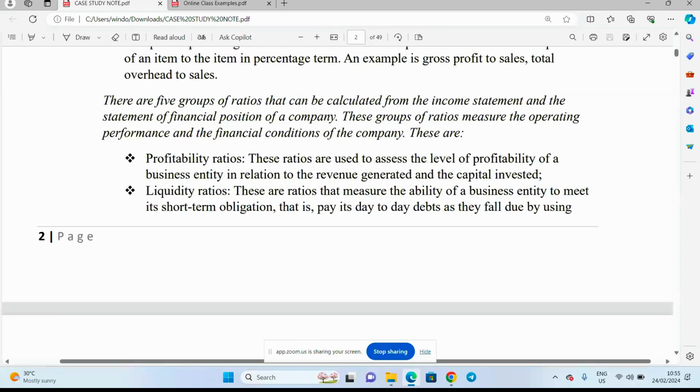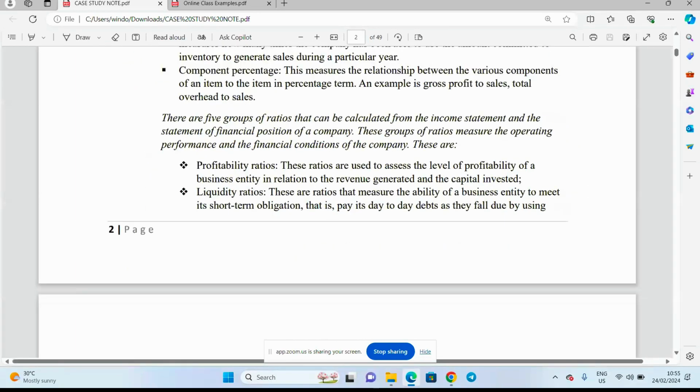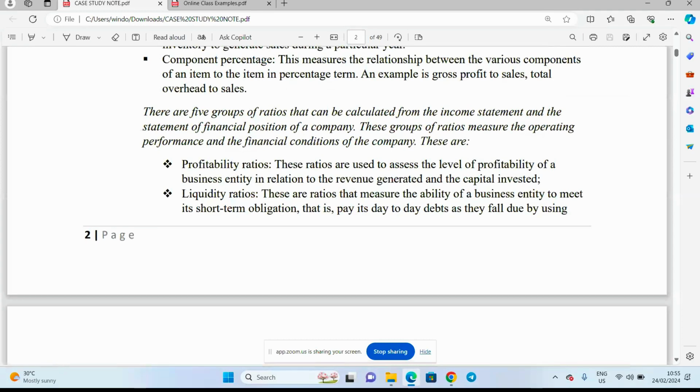Yeah, much better. Okay. So there are 5 groups of ratio that can be calculated from the income statement and the statement of financial position of a company. This group of ratio measures the operating performance and financial condition of the company. These are, number 1, profitability ratio. These ratios are used to assess the level of profitability of a business entity in relation to revenue generated and capital invested.